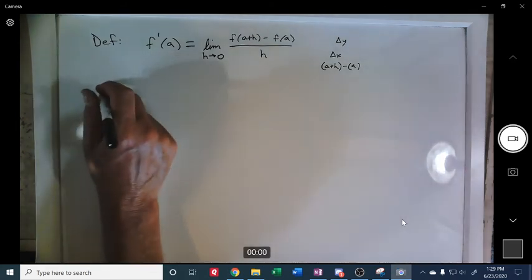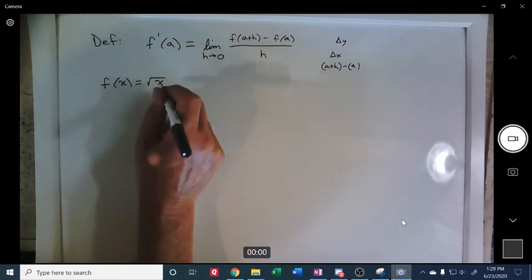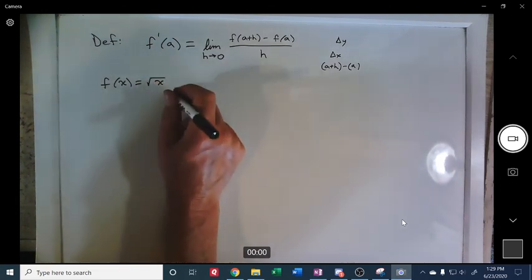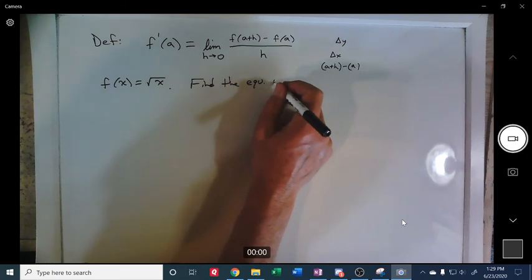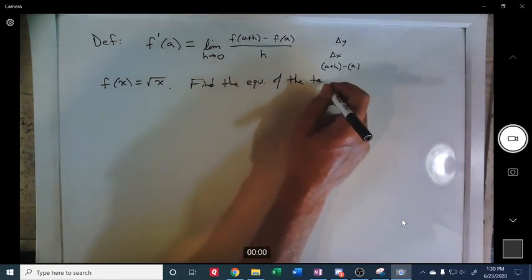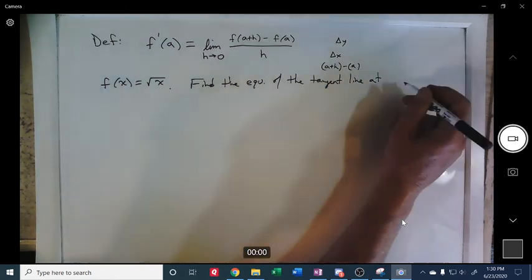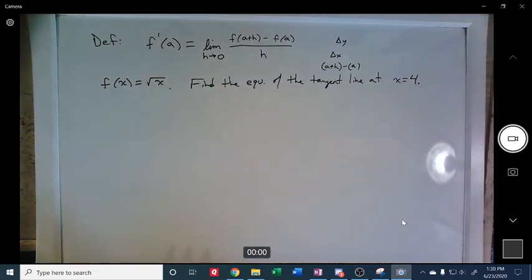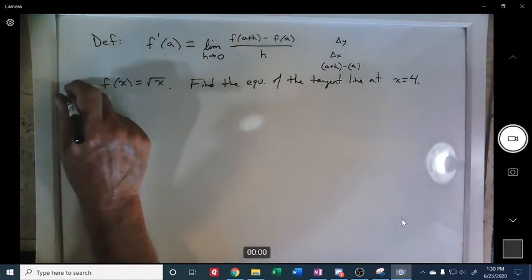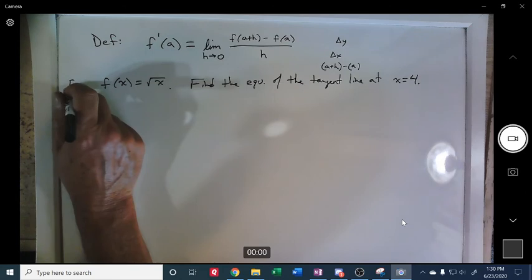Let's take this problem. f of x is equal to the square root of x. Find the equation of the tangent line at x equals 4. So what problem are we at now? Is this like problem number 4 or something like this? Maybe 5? We're at 5. 5, thank you.